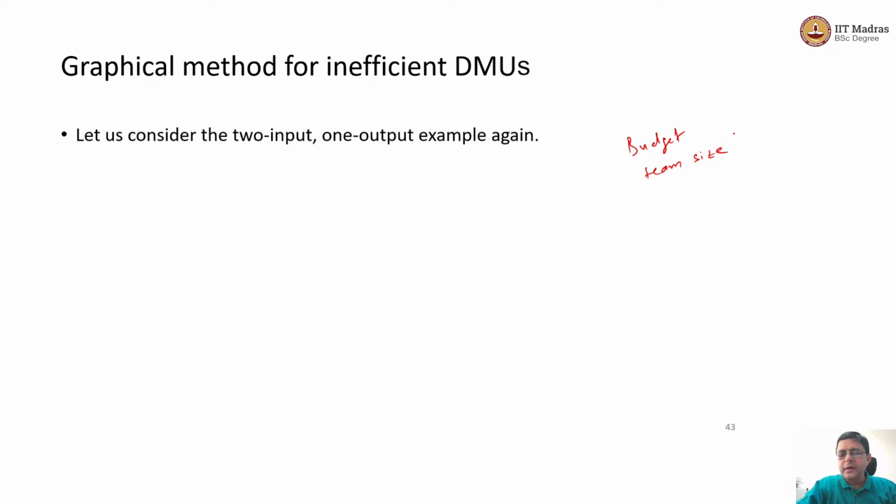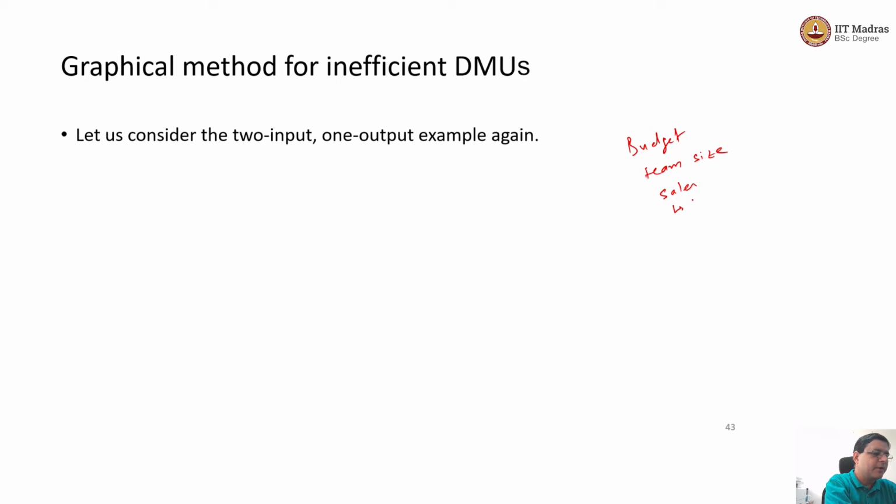Hoping that the more people you have in the team, hopefully you are able to achieve more sales. And what was the only output? The output was the sales achieved. For this simple example, I think we had kept the sales constant.